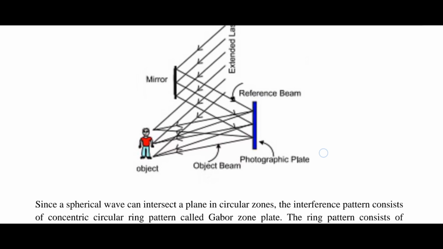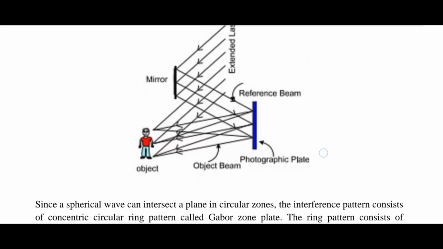And for the part of light reflected from the object, each point on the object scatters in all directions. Due to such scattering, spherical wavefronts proceed from each point. A part of it falls on the photographic plate, and that is called the object beam. Now the interference occurs between the spherical wavefronts of the object and the plane wavefronts of the reference beam. This interference effect is recorded on the photographic plate.